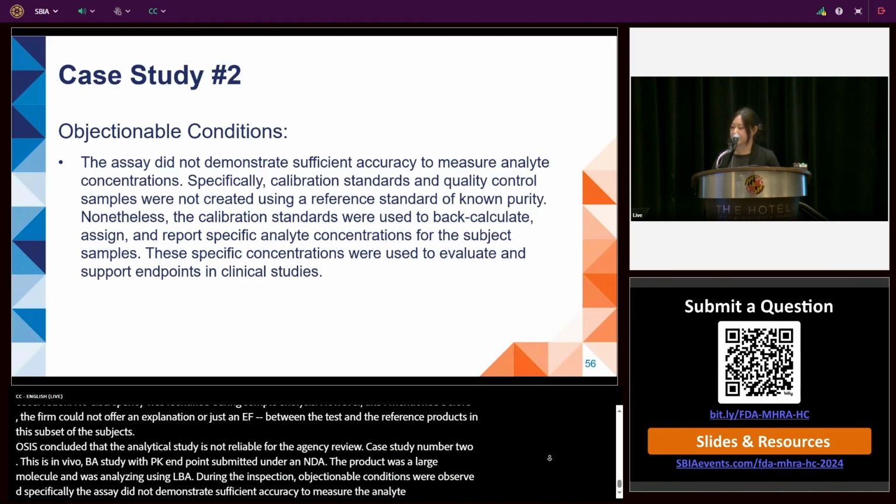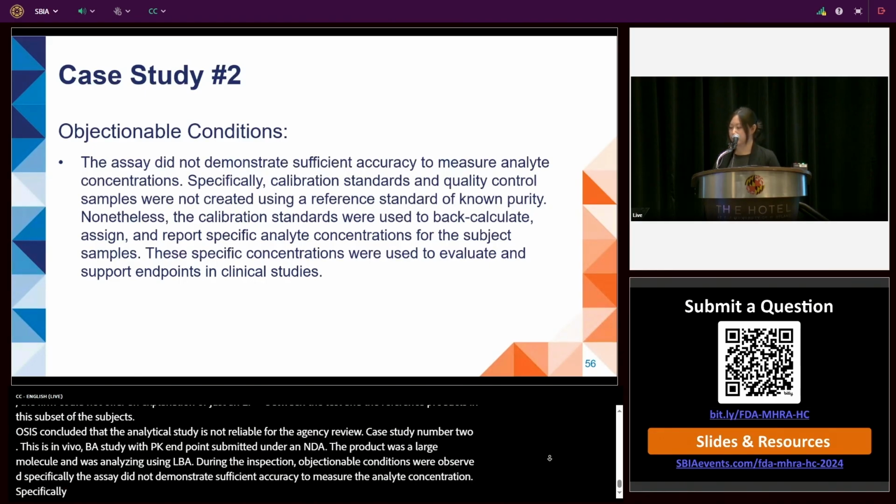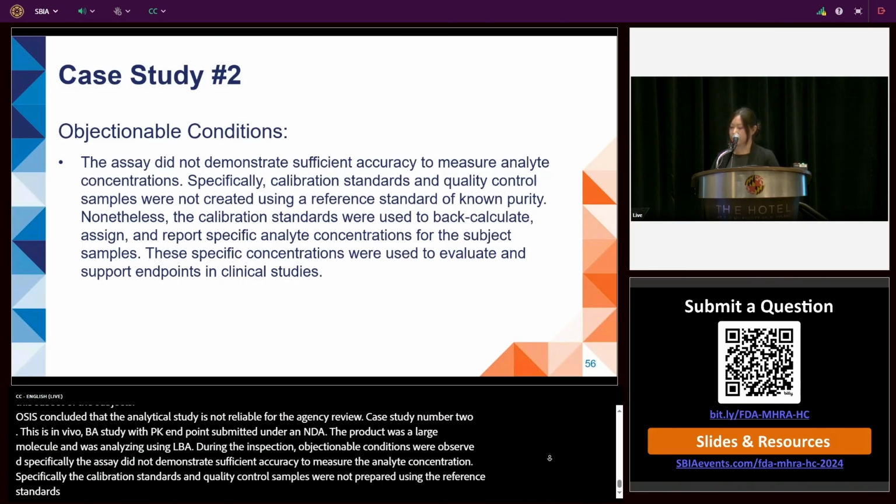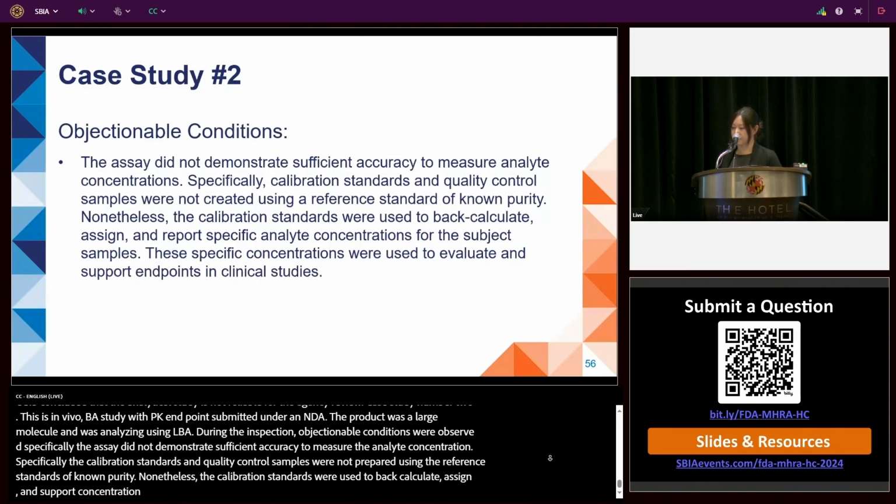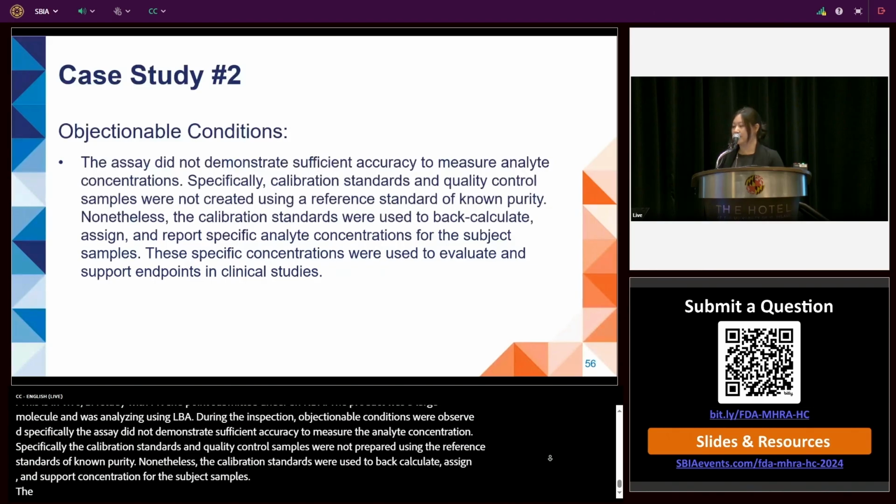Specifically, the calibration standards and quality control samples were not prepared using a reference standard of known purity. Nonetheless, the calibration standards were used to back calculate, assign, and report specific analyte concentrations for the subject samples. These subject concentrations were later used to evaluate and support the endpoint in the clinical studies.